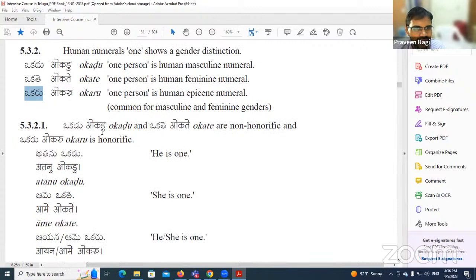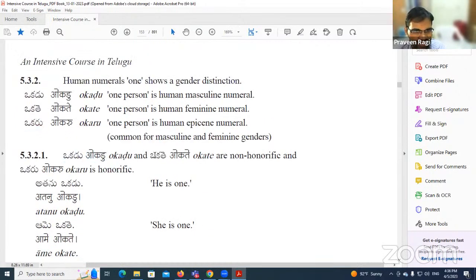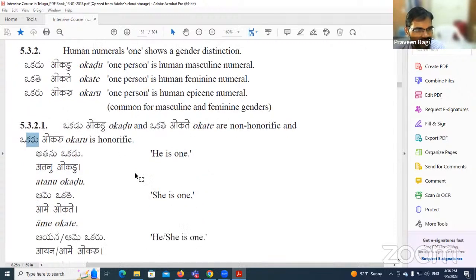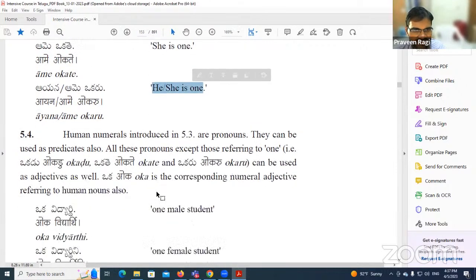Okay. Next one. Wakadu, Wakate are non-honorific, Wakaru is honorific. If you look here, Wakadu and Wakate are non-honorific. We cannot use them in polite conversations. But Wakaru can be used in polite conversation because it is an honorific marker. Then Atanu Wakadu, that means he is one. Ame Wakate, that means she is one. Ayana or Ame Wakaru, he or she is one. Okay, let's go to the next one.